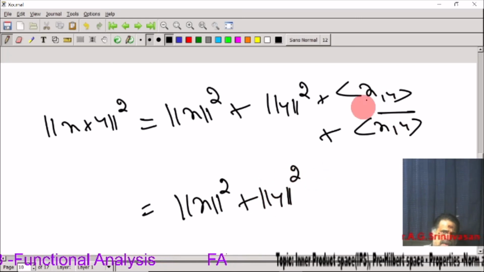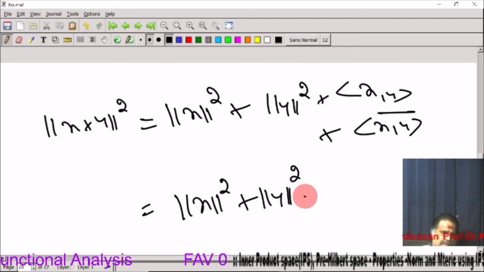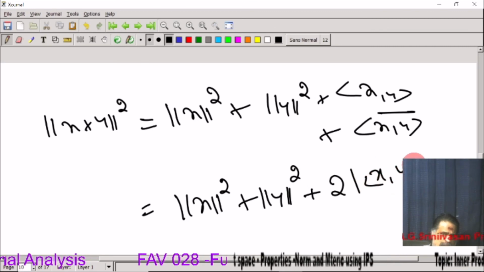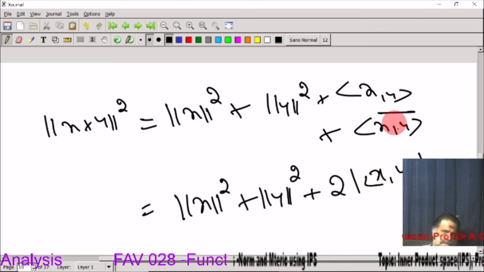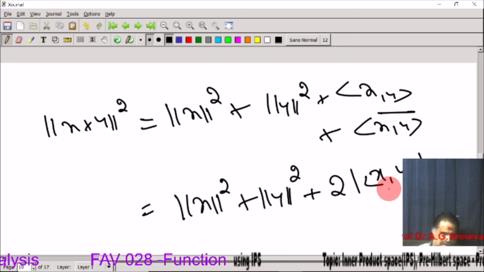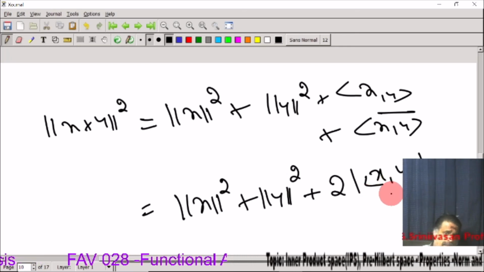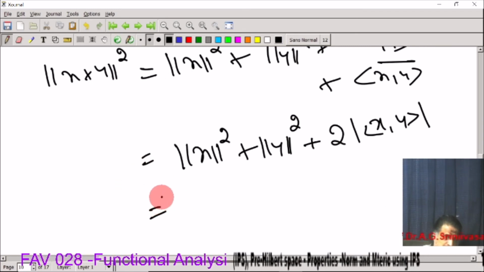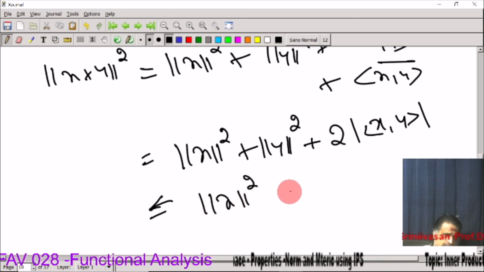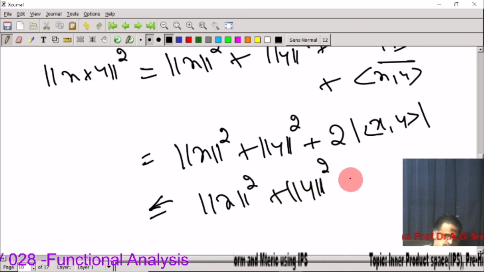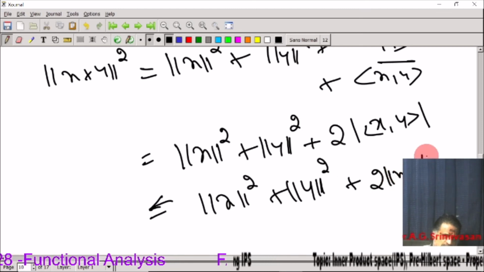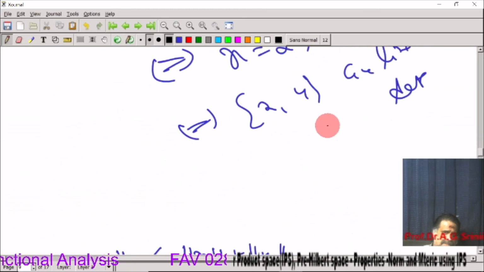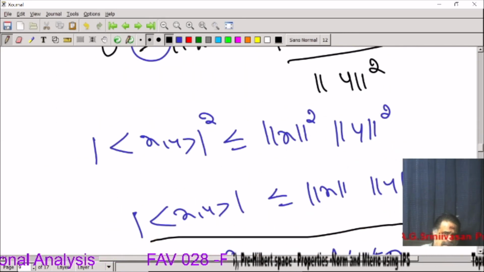So z plus z bar in complex numbers, z plus z bar is 2 times the real part of z. You know that. So here it is 2 times the real part of the inner product xy. But you know what this is? This is less than or equal to norm x square plus norm y square plus 2 times norm x into norm y, because by Schwarz inequality, modulus of inner product xy is less than or equal to norm x into norm y.